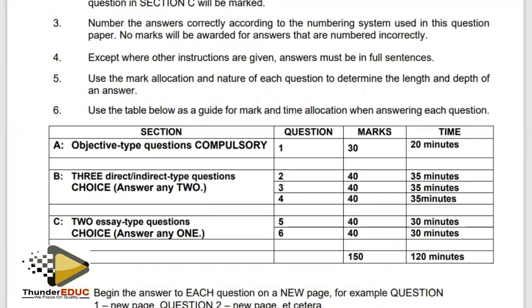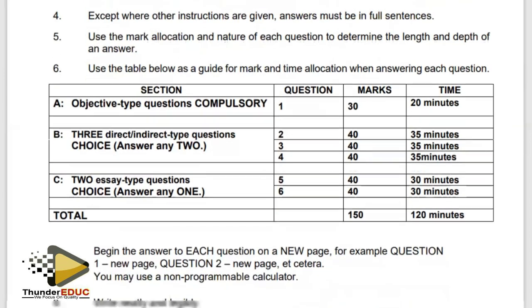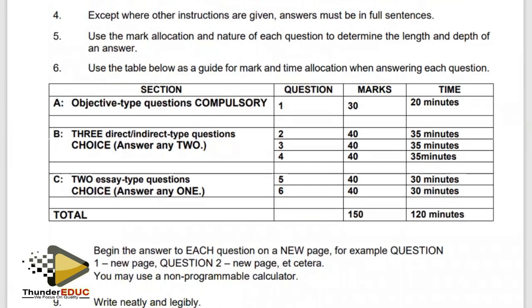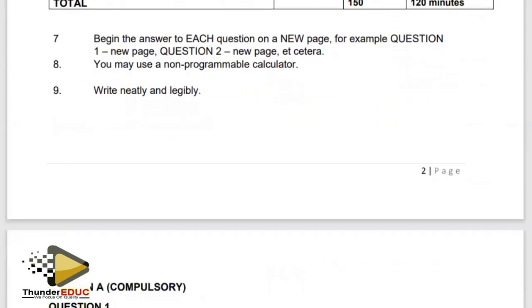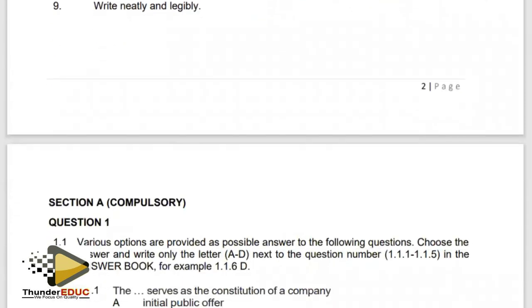Then section B, there are three directive questions, as you've already seen, but you are supposed to choose two questions, and each is of 40 marks. You can see this. If you choose two of these ones, this is going to give us 80 marks. And then finally, you come here, you choose one question from the business ventures, that is number five, or from business roles, which is question number six. You're supposed to choose one.